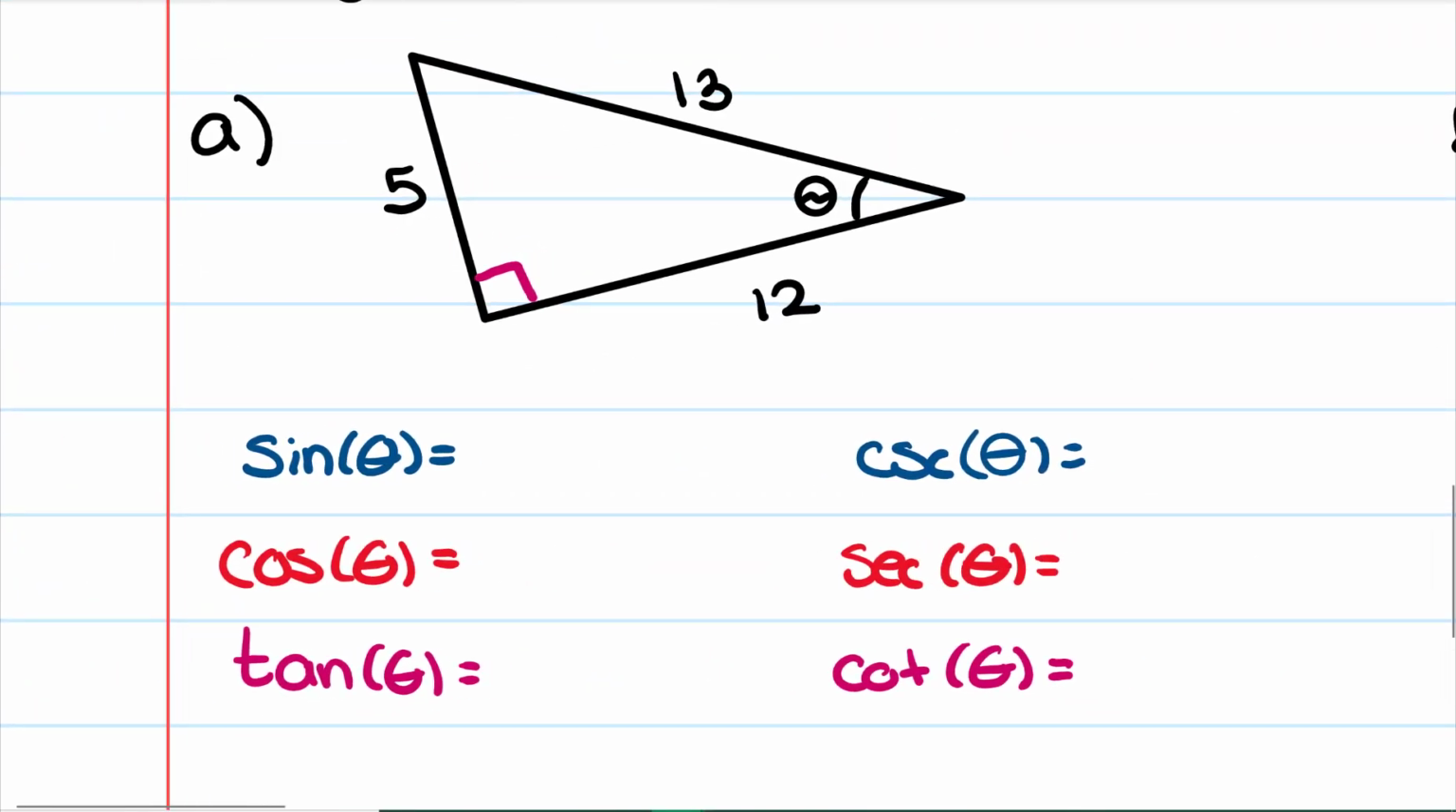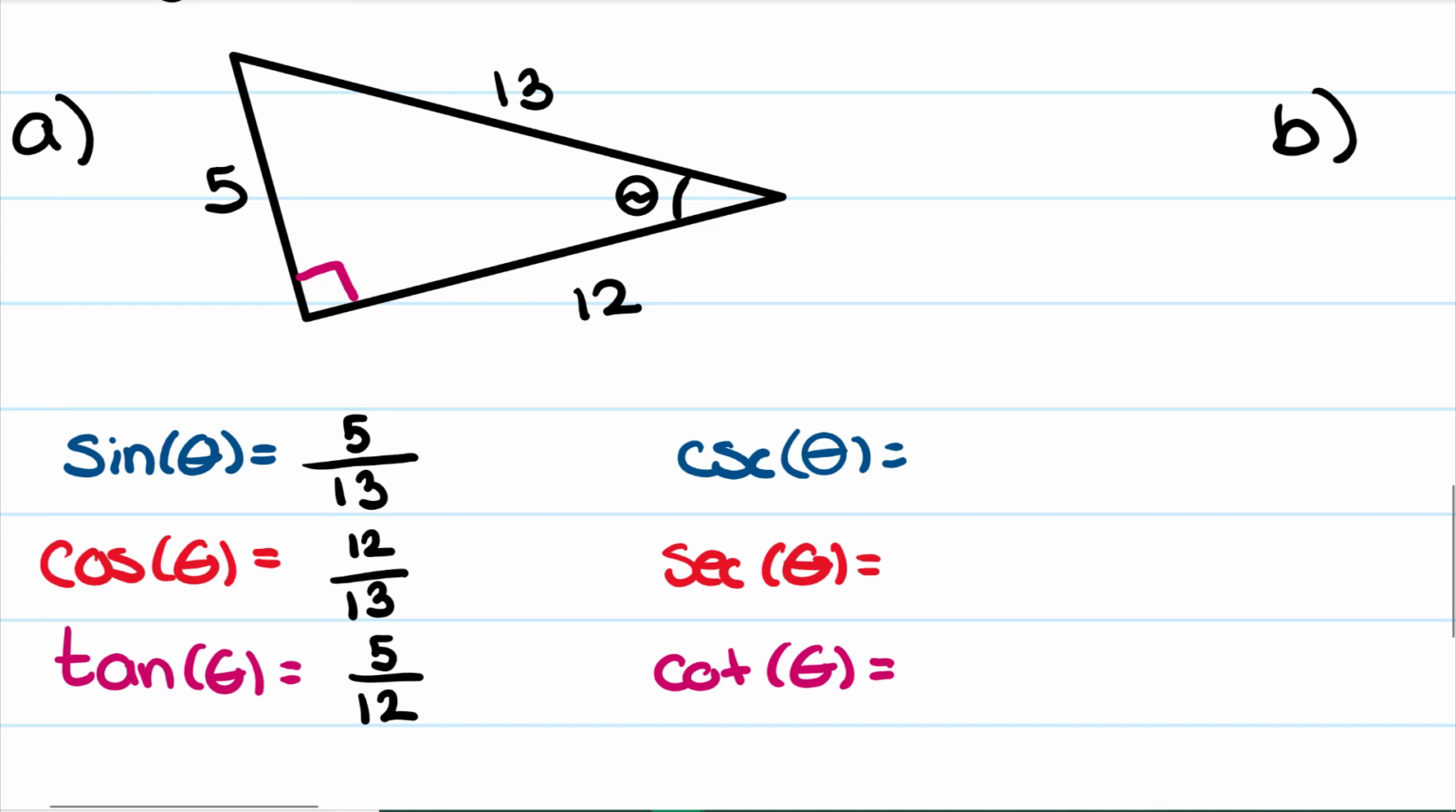So using SOHCAHTOA, we know that sine is opposite over hypotenuse. So the opposite is 5, and the hypotenuse is 13. Cosine is adjacent over hypotenuse. The adjacent is 12, and the hypotenuse is 13. And then tangent is opposite over adjacent. So the opposite is 5, and the adjacent is 12.